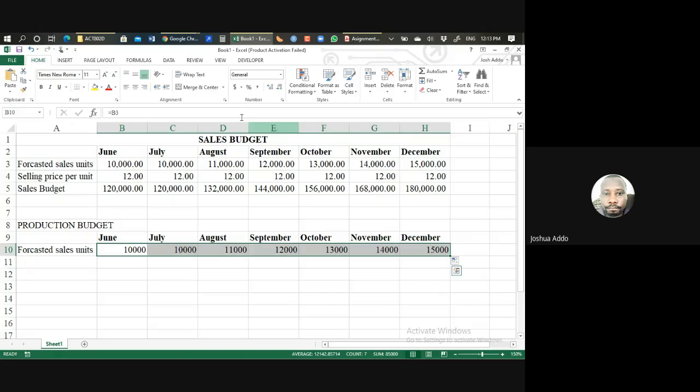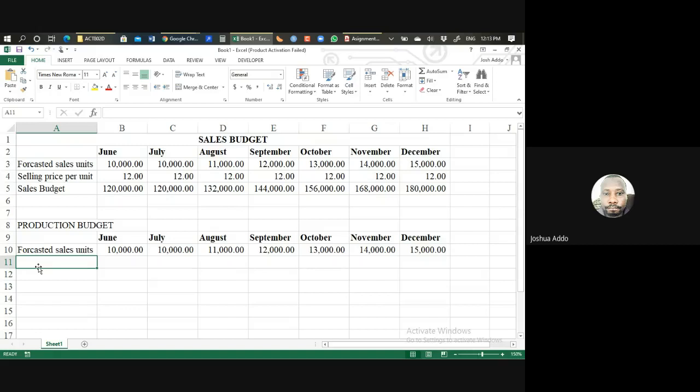I can bring the comma, yeah. And we have understood that these are the units that we think people will buy. But we intentionally add some buffer. So we are going to add planned ending inventory of finished goods. Well, the production budget is a budget for the finished goods.